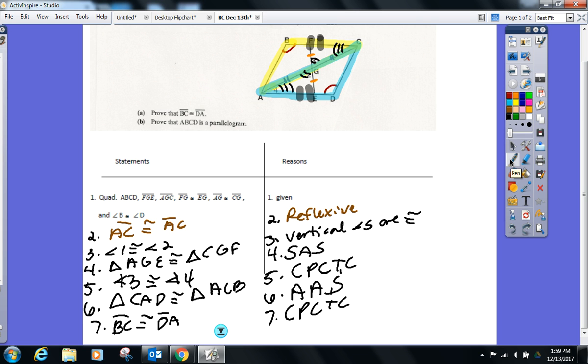Everyone agree? Where could we go from here? There are two different ways, and I don't want to give it away. There are two different ways we could go right now. Here's what we got, right? How do I make that into a parallelogram now? There's two ways I could go.